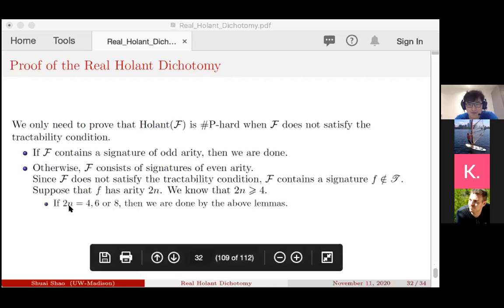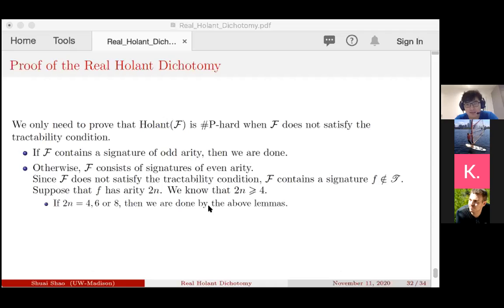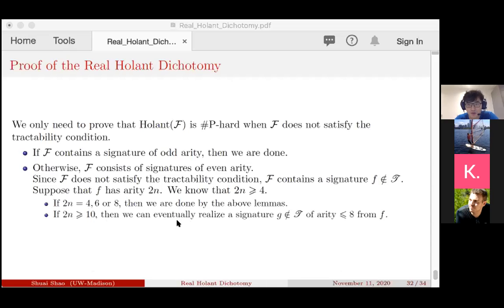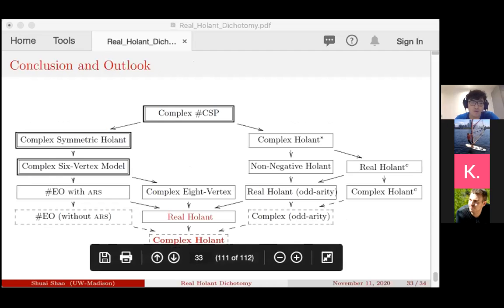If the arity is equal to 4, 6, or 8, then we are done by the above lemmas. So for this induction proof, we have to prove base cases up to 8. When the signature has arity greater than or equal to 10, then as we have said, the induction proof works. So we can eventually realize a signature of arity no more than 8 from F. This finishes the proof of the real Holant dichotomy. So now we have proved a dichotomy for real valued Holant problems.